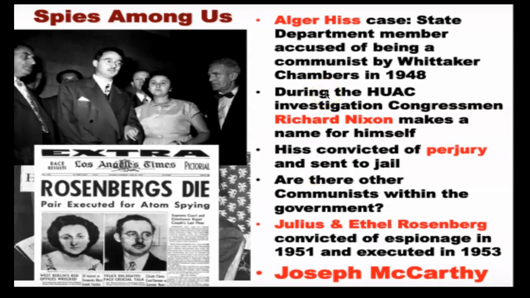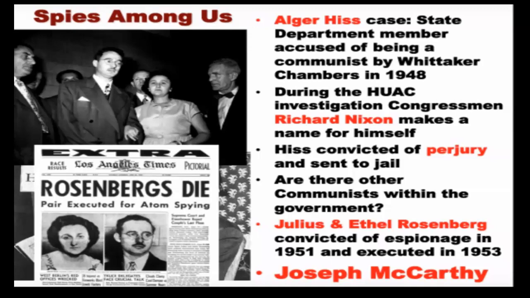Okay. A couple of the major players that were asked to testify in front of the House Un-American Activities Committee was Alger Hiss. The Alger Hiss case is kind of a test case study of the second Red Scare. He was a member of the State Department, and he was accused of being a communist by Whittaker Chambers in 1948. And during the HUAC hearings, Congressman Richard Nixon, that's future President Richard Nixon, would really make a name for himself. Hiss lied under oath. He was convicted of perjury, and he was ultimately sent to jail. But this kind of fed the idea that maybe there were communists within our government, right? Are there other communists within the federal government? If Alger Hiss was a member of the State Department, maybe there are more.